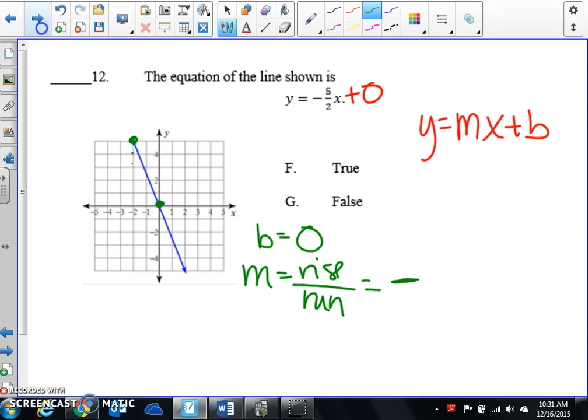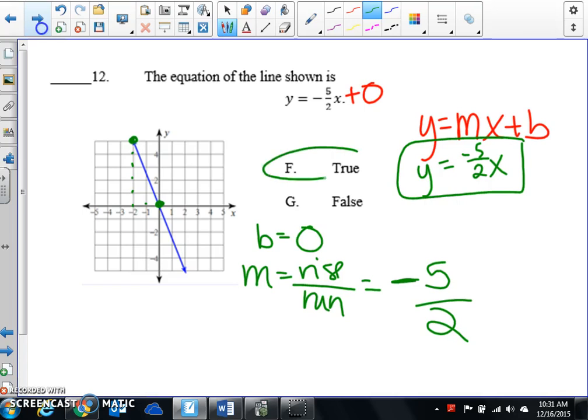So I drop 1, 2, 3, 4, 5. That's why it's negative. And I go to the right, 1, 2. So now I can use my information. This is y equals negative 5 halves x plus 0. So plus 0 or just that. And sure enough, so that's true.